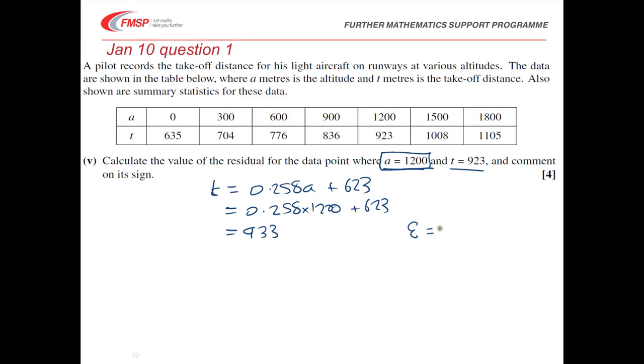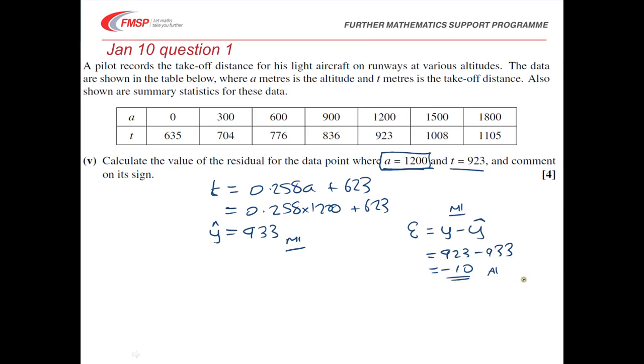Okay, so the residual, we sometimes use the symbol epsilon, so the residual of this point is equal to the actual value minus the predicted value. Sometimes the predicted value is called y hat. So we do y minus y hat effectively, which is 923 minus 933. So you have a residual of minus 10. Okay, so we'll just talk about commenting on the sign in a minute. But here you're going to get 1 mark for the prediction, 1 mark for doing the subtraction, i.e. finding the residual, and you get an accuracy mark for getting it correct.